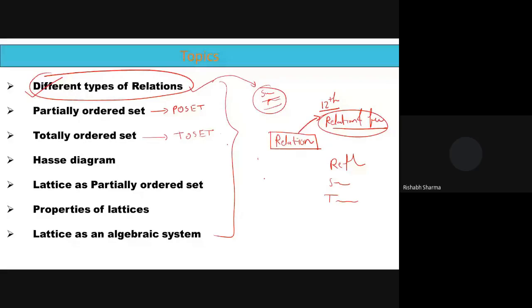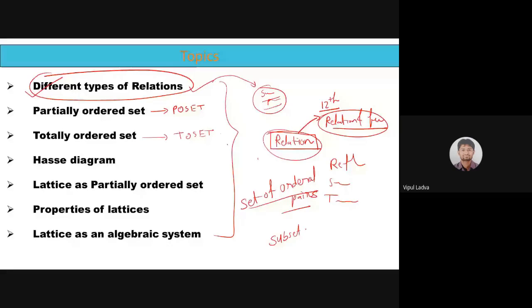पता है कुछ? Sir, a set of ordered pairs. कौन बोल रहा है? ऋषभ बोल रहा है? Yes, sir, Rishabh. Set of ordered pairs. Yes, we may say that, or I can say that a subset of a Cartesian product will be known as a relation, and relation के काफी कुछ तीन चार पांच अलग अलग types हम discuss करेंगे, and then we will move to the POSET and TOSET.